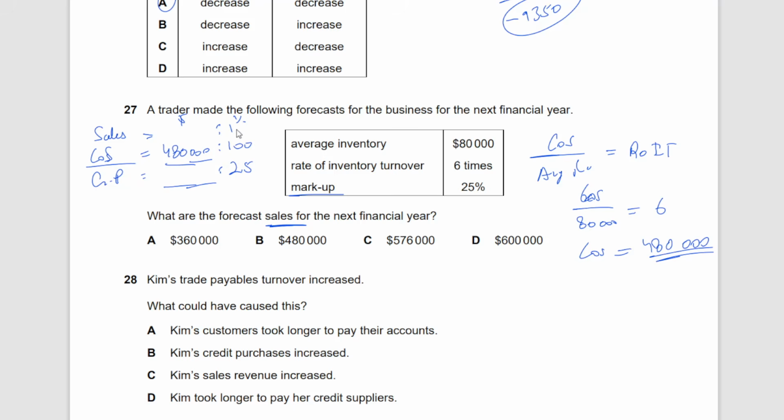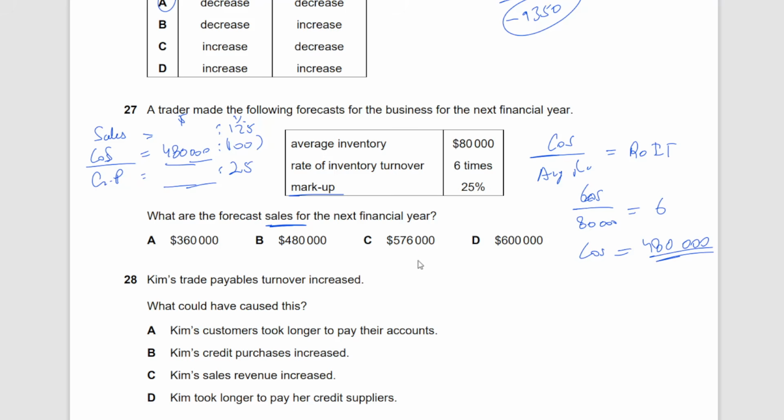And that tells us that sales as a percentage is 125. So 125 minus 100 gives us 25. If it's a margin, we will say sales is 100, gross profit is 25. If it were margin.